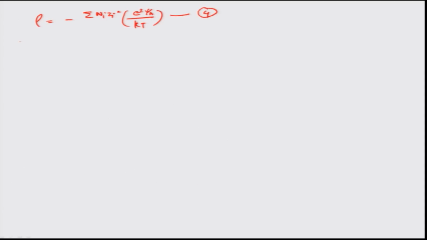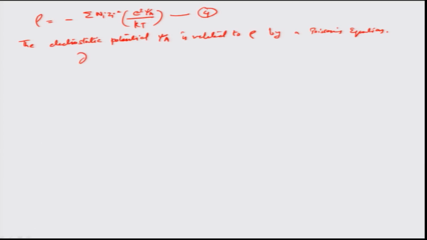So, if we look at the electrostatic potential psi A, it is related to the rho or charge density function at A by Poisson's equation, and this can be represented here by del squared psi A by del x squared plus del squared psi A by del y squared plus del squared psi A by del z squared equal to minus 4 pi rho by D. So, let this be equation 5.